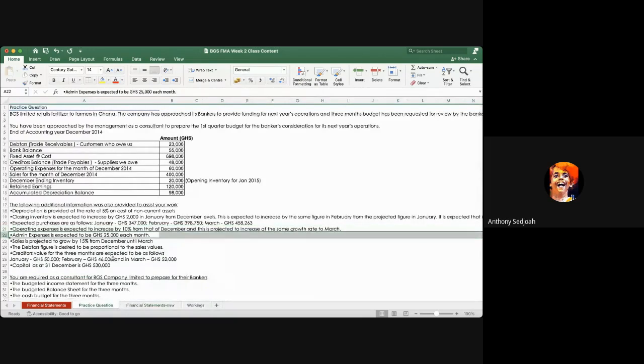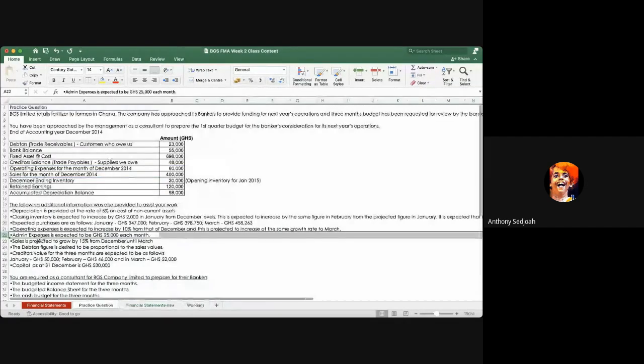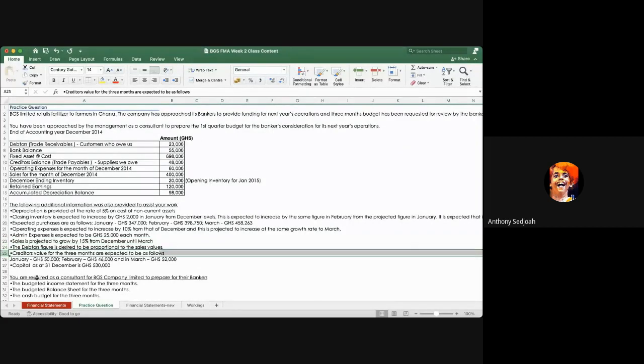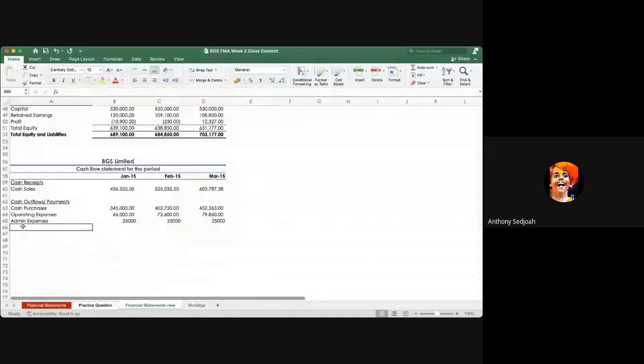So, admin expenses. That one is 25,000 each month, so no wahala over there. 25,000. I'll format it when we are done, don't worry. So sales, we factored in sales already. Debtors, we factored that in. Creditors, we've done that. That should be the total for our cash payments. Okay, so total.